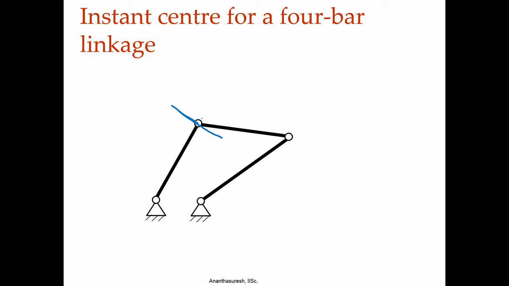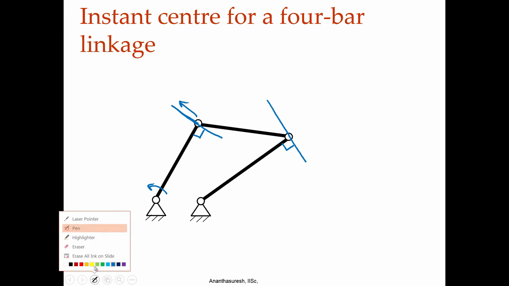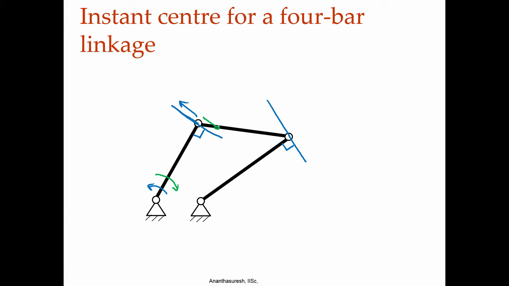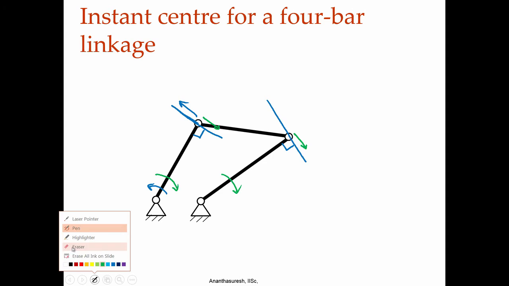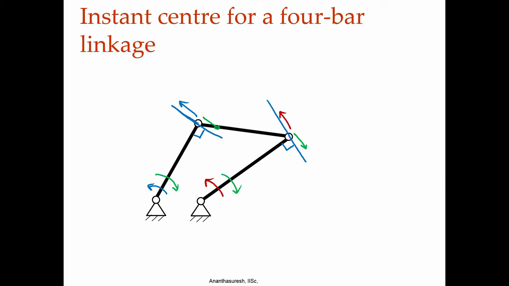it has to be that way. Similarly, if I draw a perpendicular to this point, it has to be that way. If it moves like that, velocity will be like this. If it moves the other way, then velocity will be this way, but the direction is that. Similarly, here if this moves like this, this point will move like that. If it moves the other way, then the velocity will be like this, but the direction will be the same.